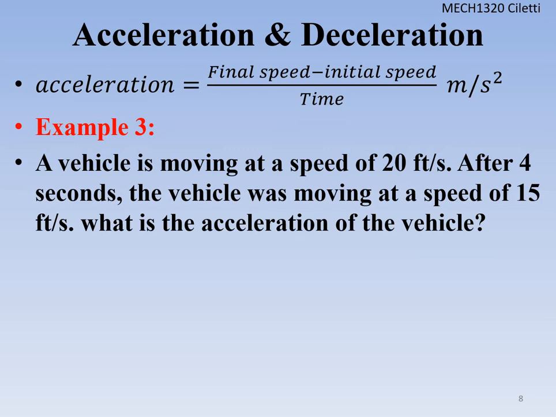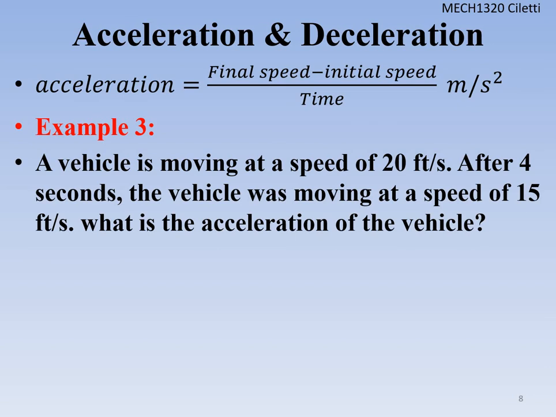Okay, so don't automatically just say, oh, it's 20 minus 15. It's not, okay? Our initial speed is 20. Our final speed is 15. So you have to do 15 minus 20. Our time was 4 seconds, divided by. It's important.